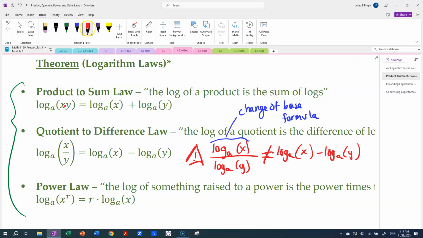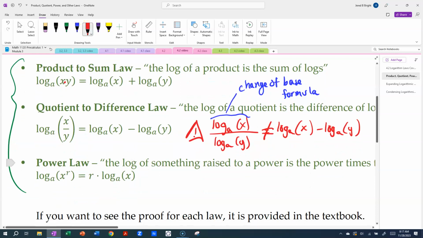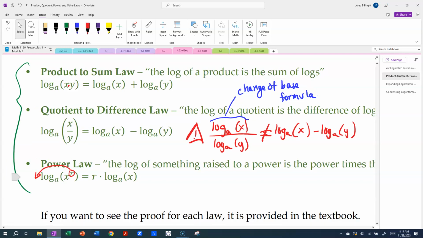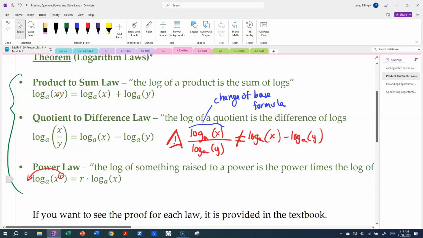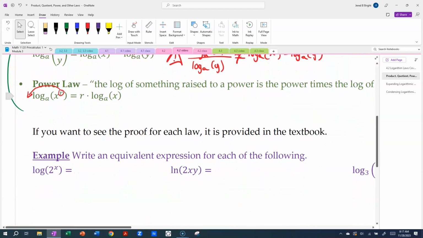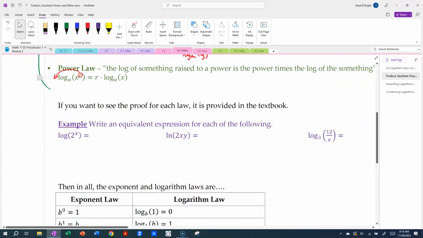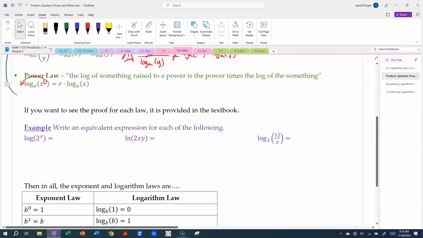Power law is the one that we love dearly. It says if you have an exponential expression inside of a logarithm, that exponent can come out in front as a coefficient. We are going to spend our time practicing these in various ways, working from one side of the equation to the other. If you want to see the proof, they are beautiful. It's all algebra, but I'm going to say it's in the book. Happy to go through it if you're interested, but I'm not going to do it here in the video.